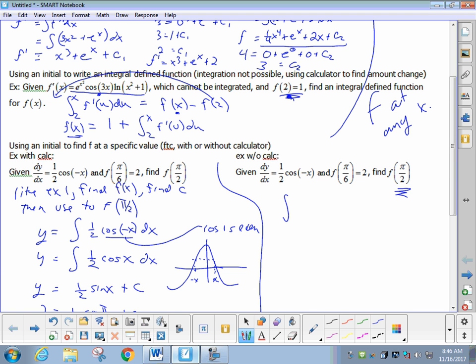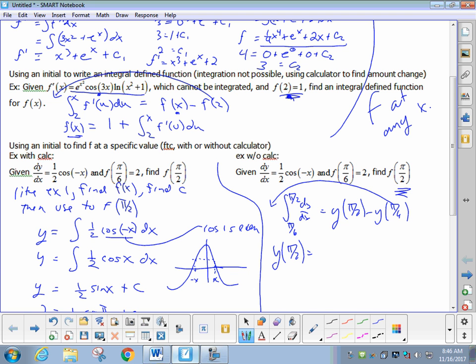What definite integral would you use? From where to where? Pi over 6 to pi over 2. Wouldn't this be y at pi over 2 minus y at pi over 6? Are you with me? By the fundamental theorem, the antiderivative of dy/dx is y at upper minus lower? Yeah? Okay.